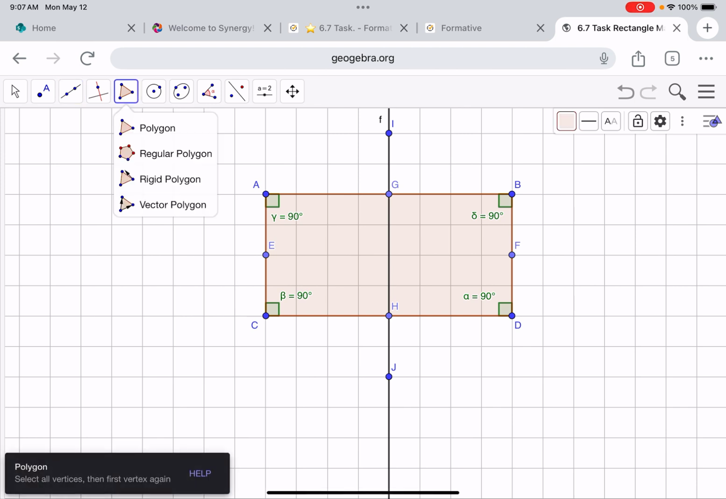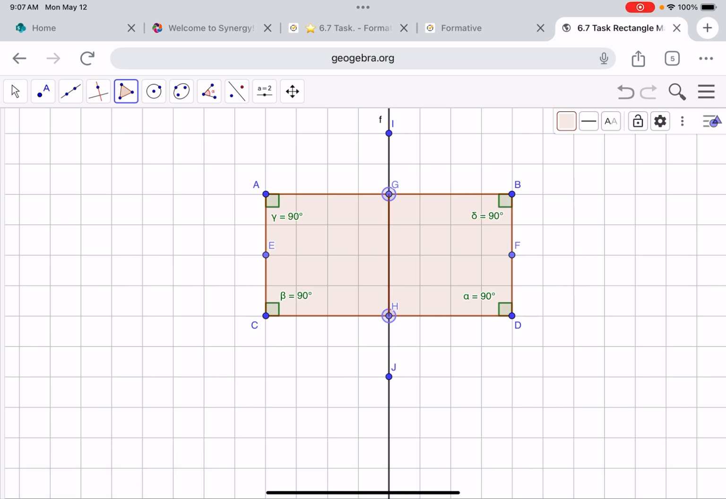And then I'm going to do polygon, and I'm going to make a polygon just using that right side of the rectangle. So remember to do that. You click on each of the vertices and go all the way around. So if you start with G, you click around and you have to circle back to G at the end.